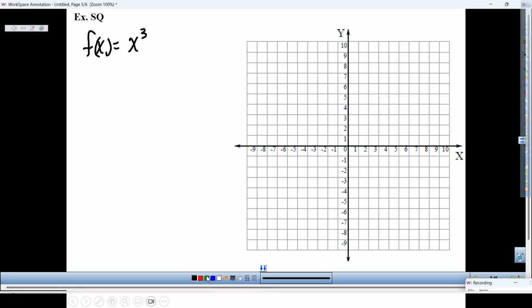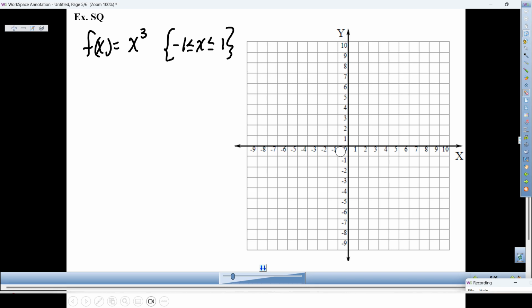But once again, I only want to see negative 1 less than or equal to x less than or equal to 1. From negative 1 to 1.